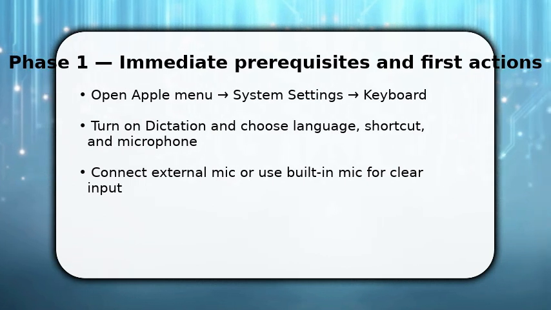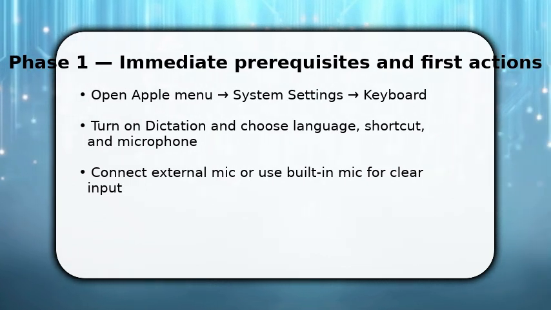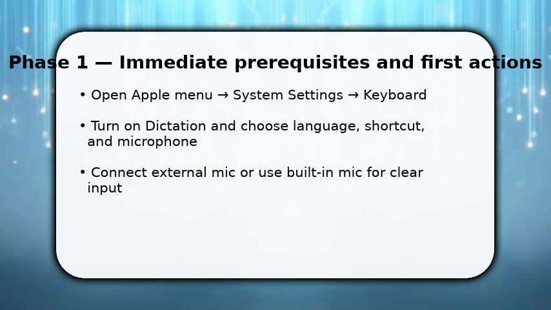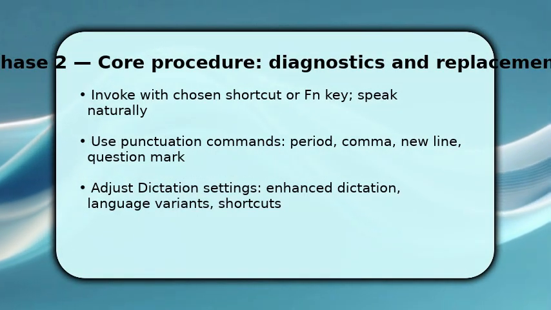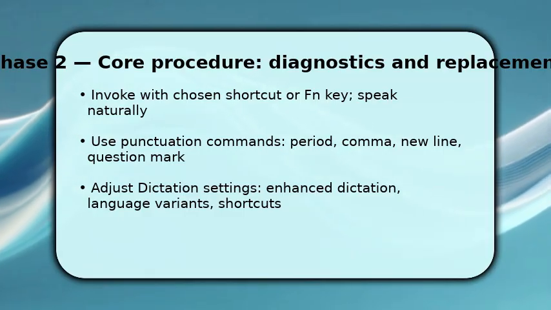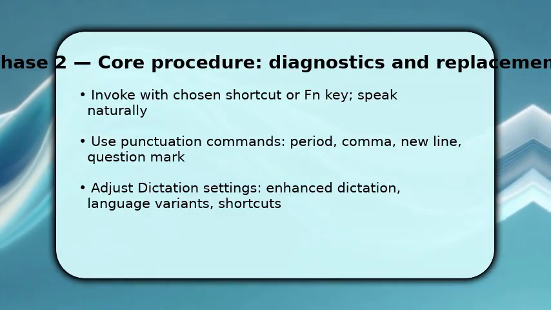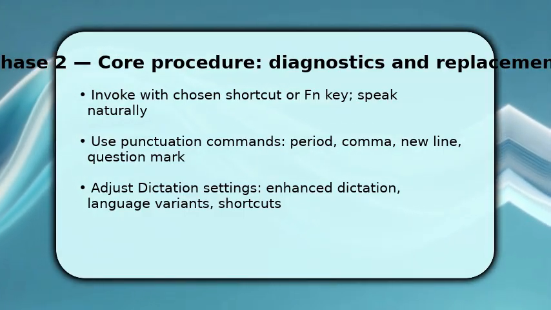You invoke dictation with your shortcut or the FN key and speak naturally, avoid shouting, and keep a steady pace so the model parses words accurately. Include punctuation verbally, say period, comma, question mark, to shape sentences and use new line for paragraphs.